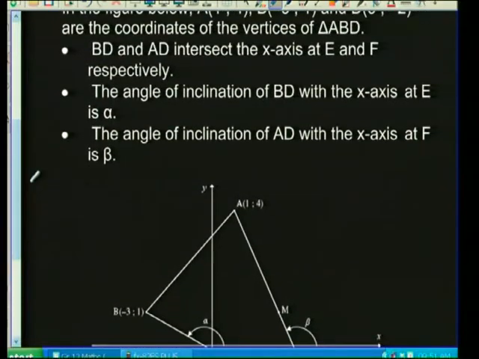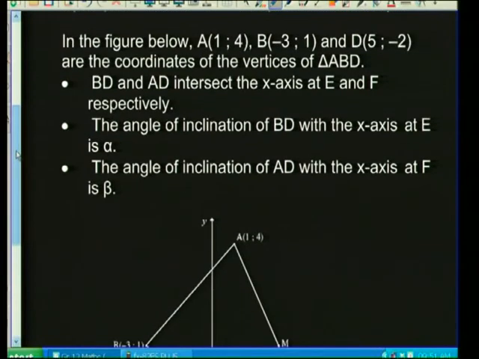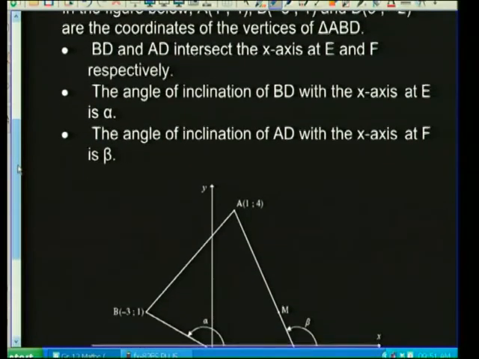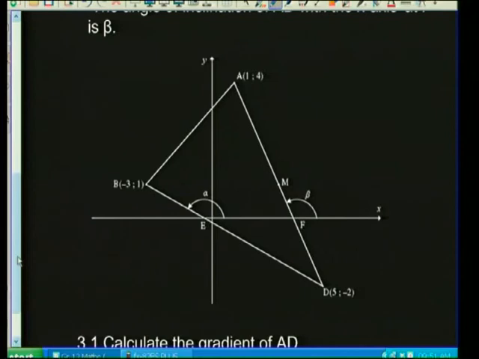But there's something else that might be important. So let's go and see. They tell me that BD and AD intersect the x-axis at E and F. So BD, where am I? BD, yeah, it's intersecting there at E. And I've got AD is then intersecting at F. That is important, especially because I can see these alphas and betas, and we're talking angle of inclination.